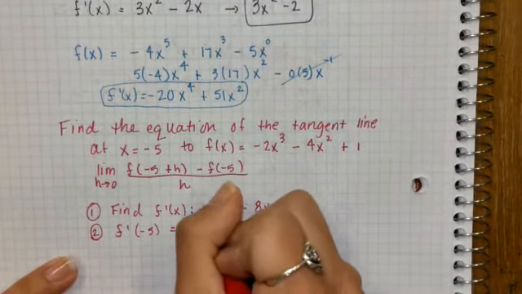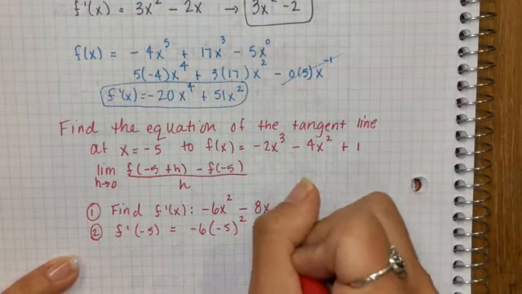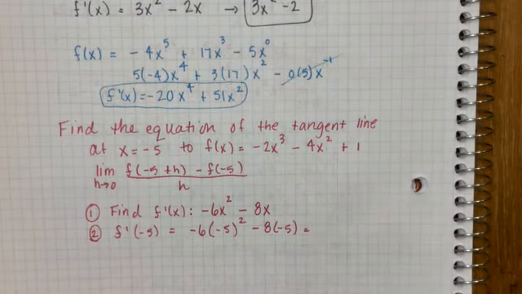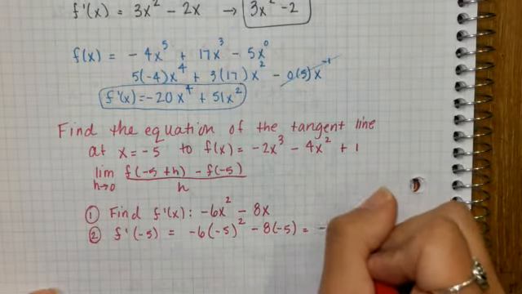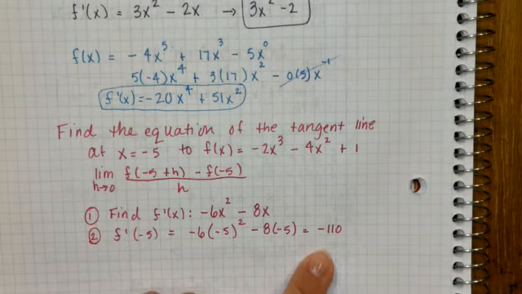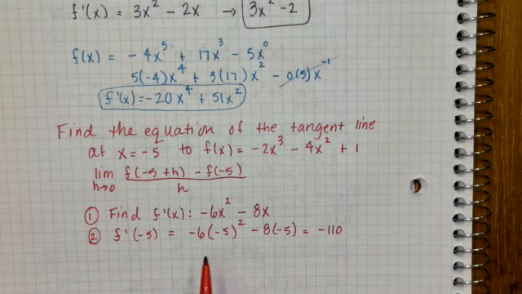is -6 times -5 squared minus 8 times -5. 25 times... -110. So this is the slope. That is super, super steep. Holy cow. No thanks. I'm not gonna be rolling down that hill. Did I do that right? 25.